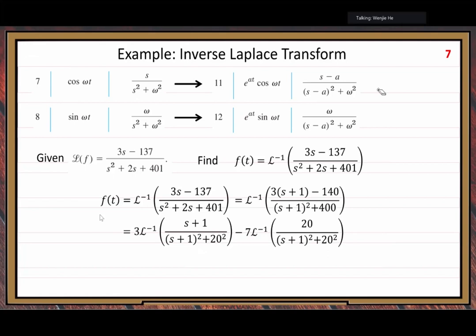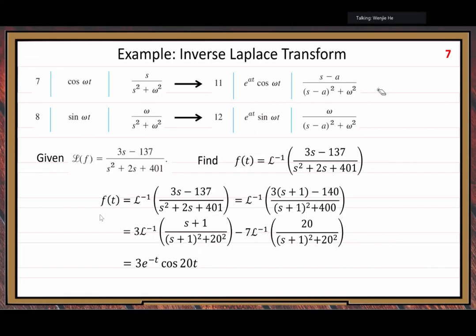So the first part, constant out. Second part, because this omega equals 20, for this second formula, in the numerator we need to put the omega, 20, there. Then you take the constant 7 out. So you write these two expressions. To the first expression, you can apply formula number 11. To the second expression, you can apply formula number 12. Then apply them.